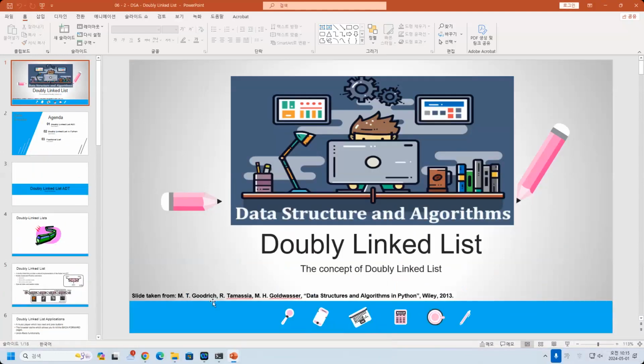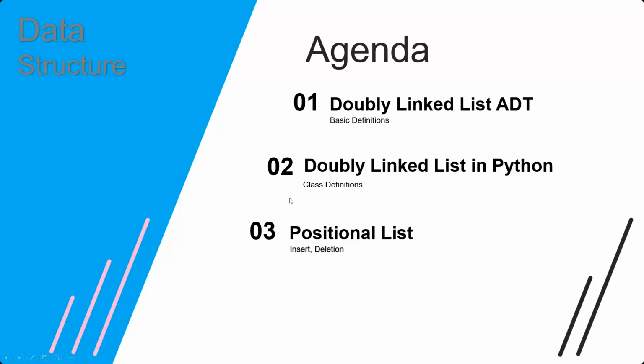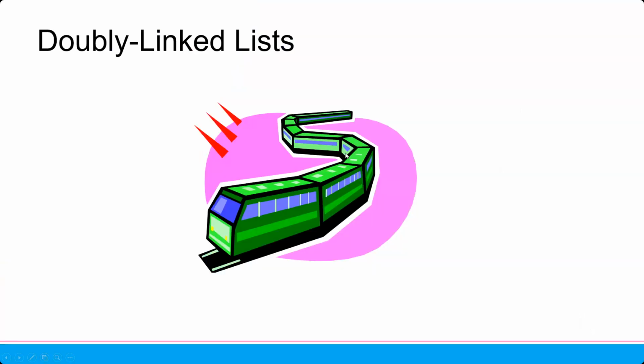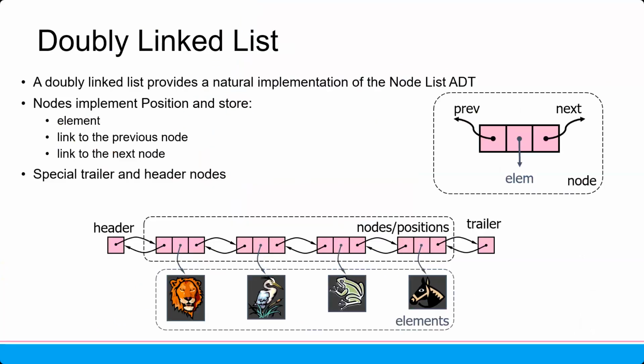The second part is the doubly linked list. If we learned about the singly linked list, it is single. We call it singly, but we have another linked list which is doubly. Then we will see how we can apply the doubly linked list, and then we will learn about the positional list. The doubly linked list looks like a train or vehicle which is connected. The idea is the same. We will have nodes.